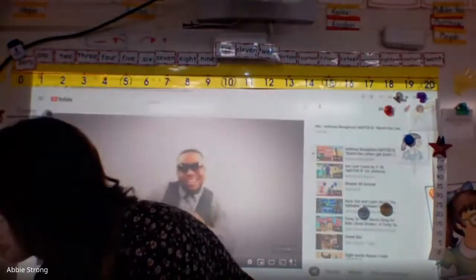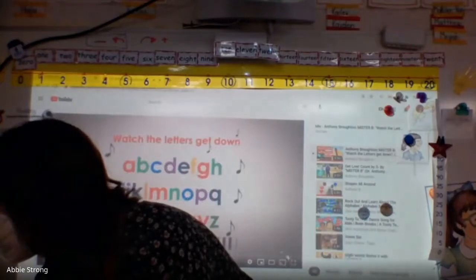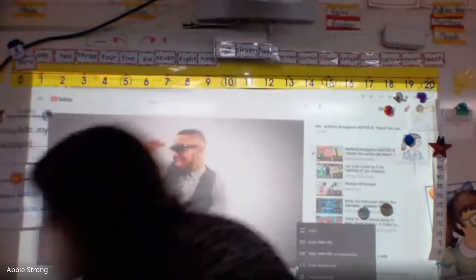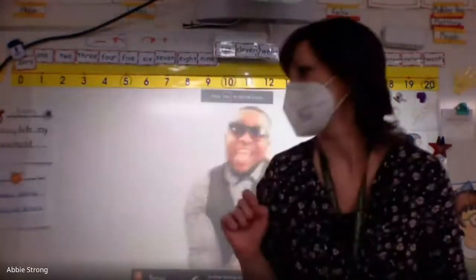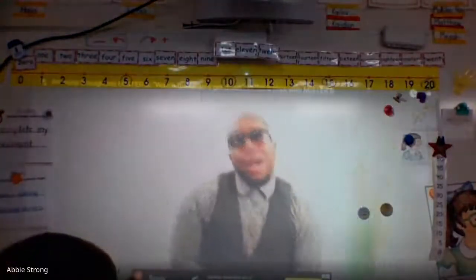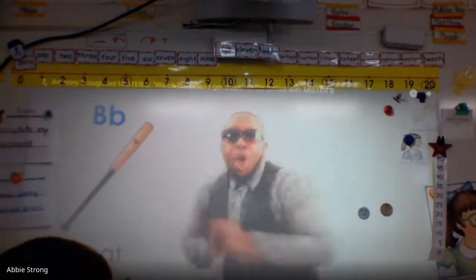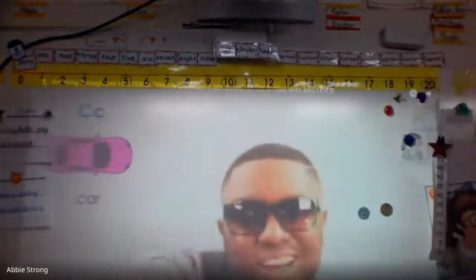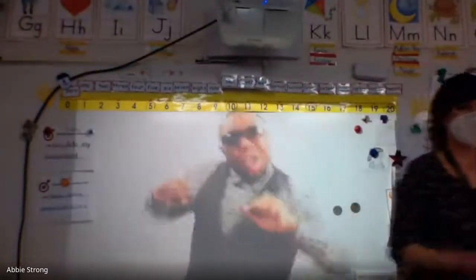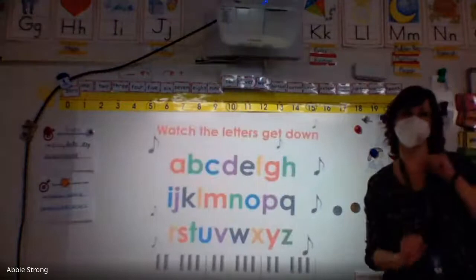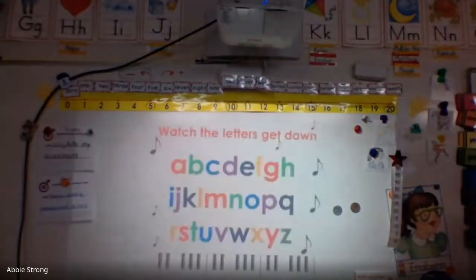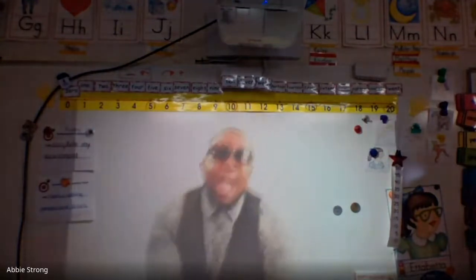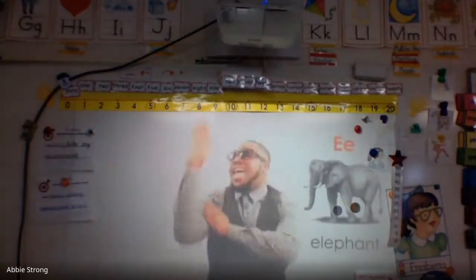Watch the letters keep down. Watch the letters keep down. Watch the letters keep down. While we're making their sounds, watch the eagle, ah, ah, ah. Watch the beagle, boo, boo, boo. Watch the seagull, ah, ah, ah. Watch the eagle. Watch the letters keep down. Watch the letters keep down. Watch the letters keep down. While we're making their sound, watch the eagle, ah, ah, ah.